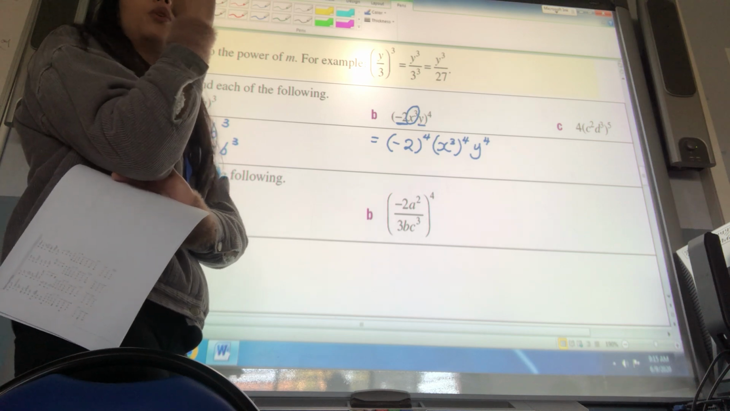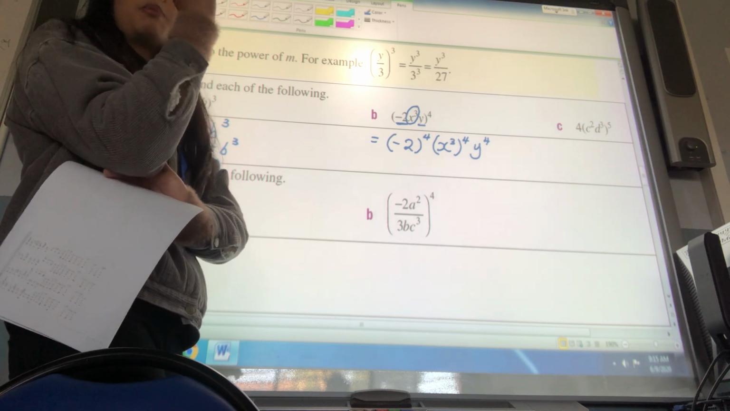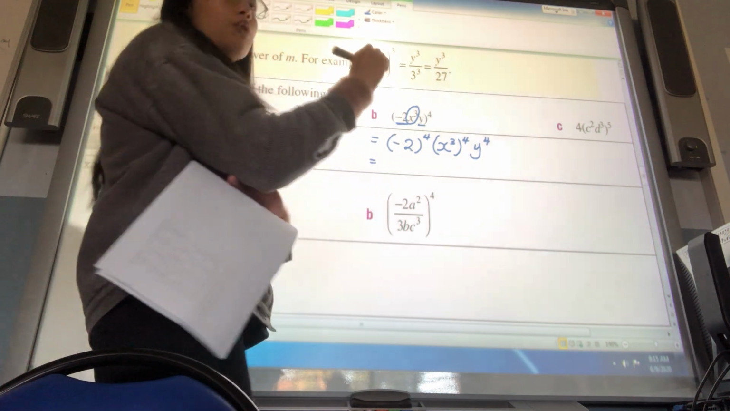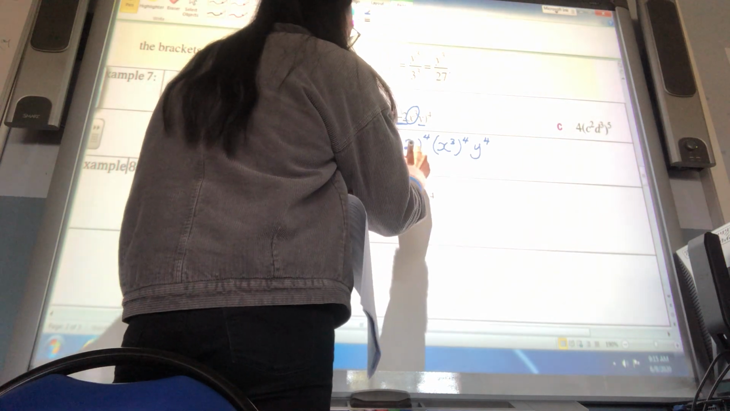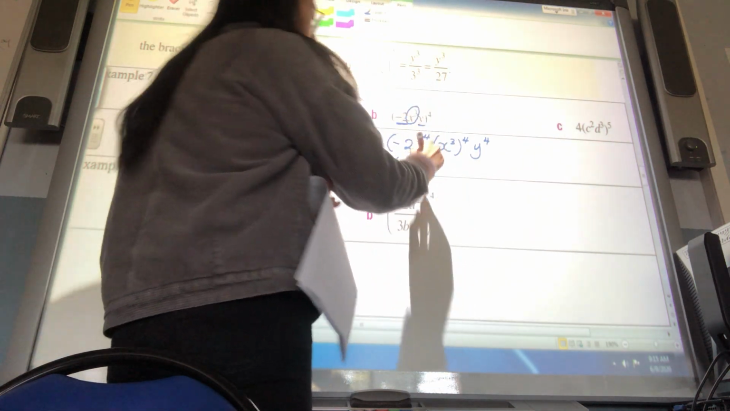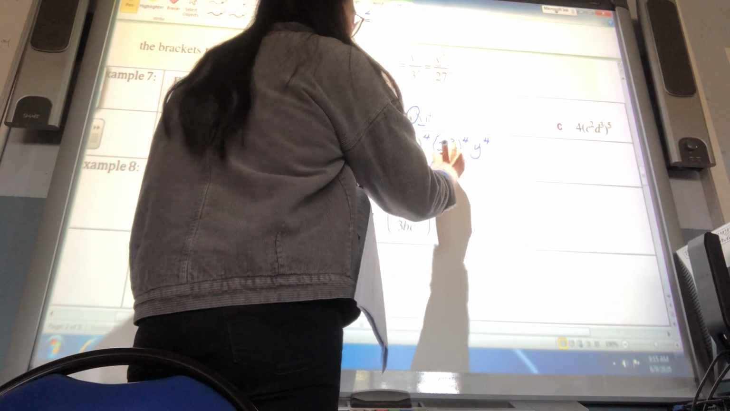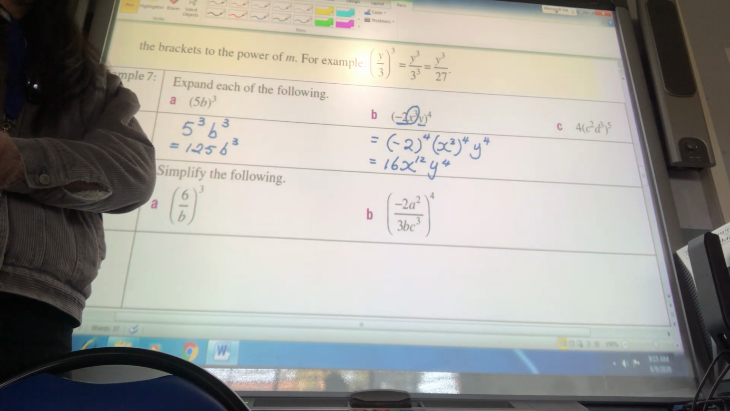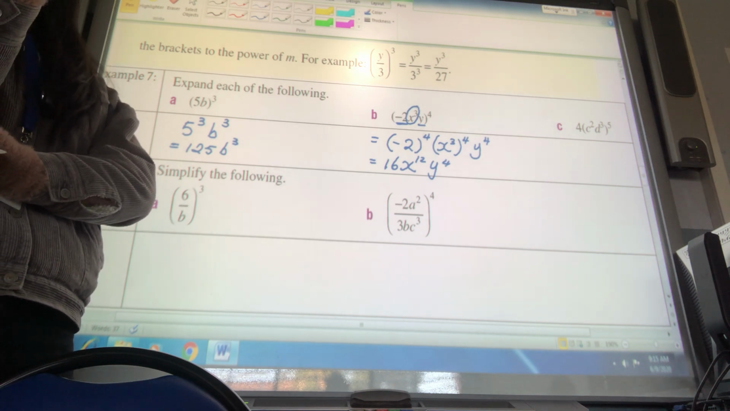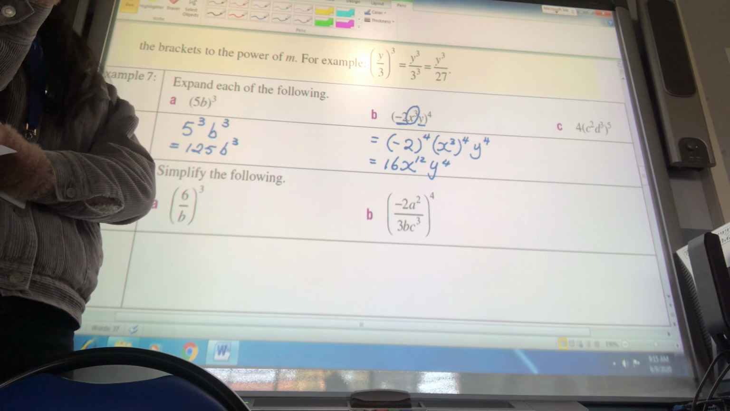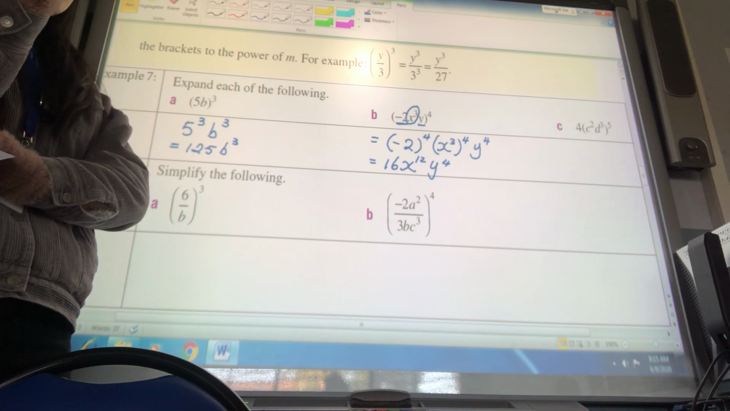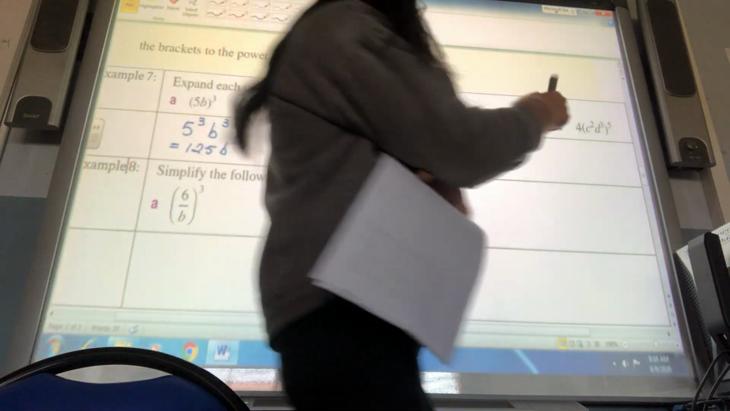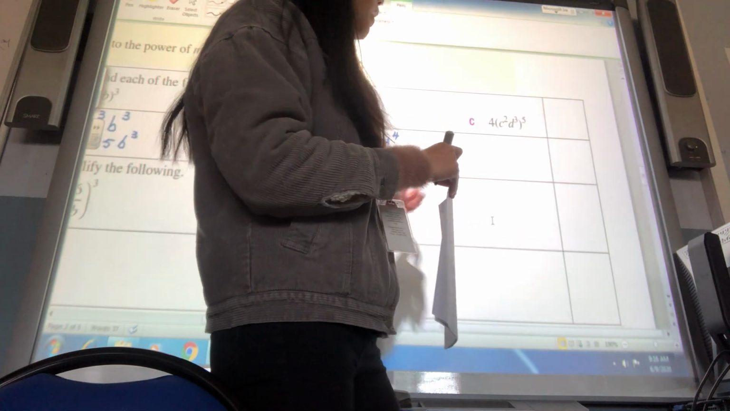So minus 2 to the power 4. In your calculator, you also have to put the brackets, or else your answer is going to be negative. Negative 2 to the power 4 should be 16. 16 times x to the power of 3 times 4, this is 12, and y to the power 4. So this should be your answer. Hands up if you got this question correct. About 10 of you. Why isn't it minus 16? Because minus 2 to the power 4, the whole thing to the power 4. Alright.